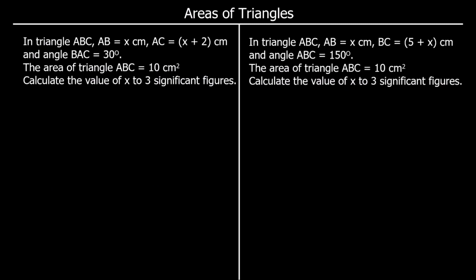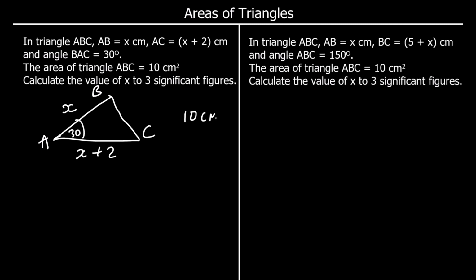In triangle ABC, let's have triangle ABC again. A to B is called x. A to C is x plus 2. Angle BAC is 30 degrees. And the area is 10 centimeters squared. Find the value of x.